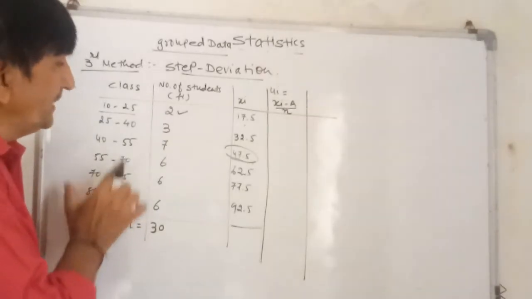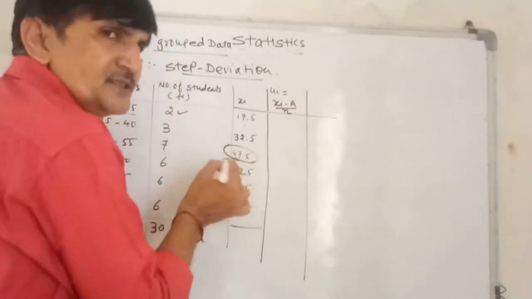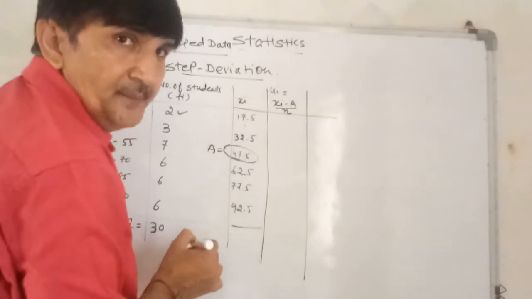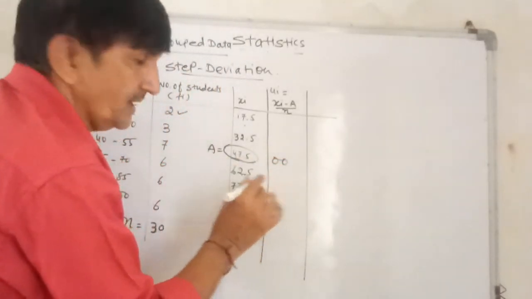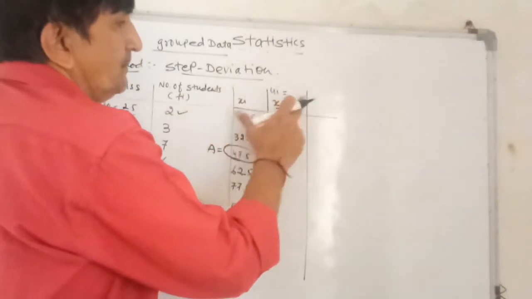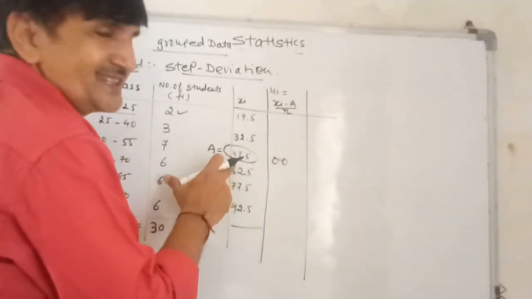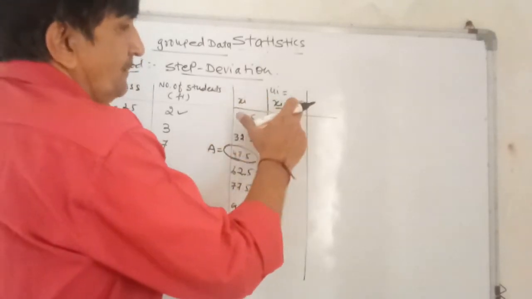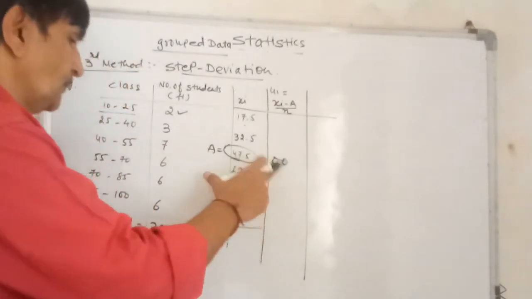Okay. So whenever it is an equal class length, just assume anyone as your assume mean. So suppose we can say this is your A. Okay. So here just write down it is a 0. Clear? 47 xi minus A. So it is 47.5 is your xi. A is also same 47.5. So xi minus A is 0 upon n. So it is also 0.